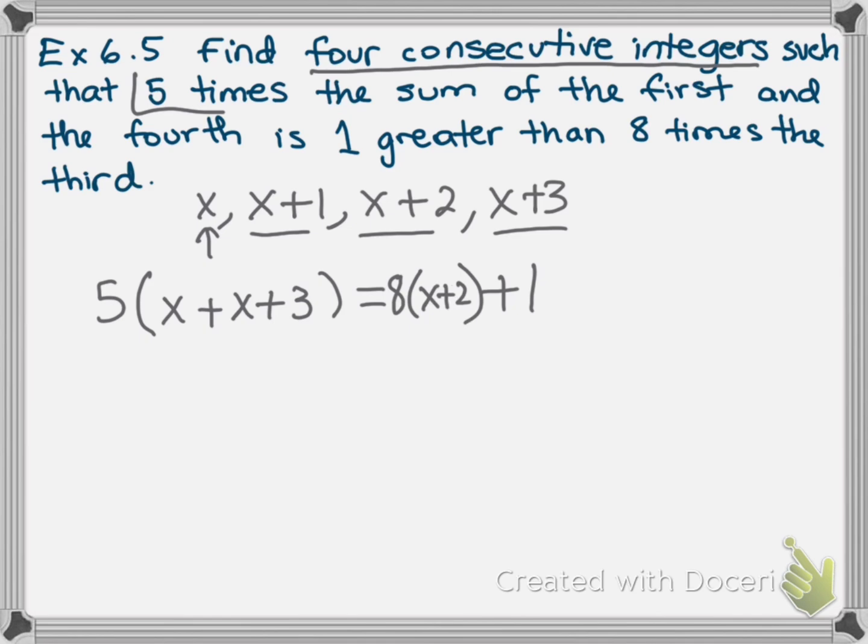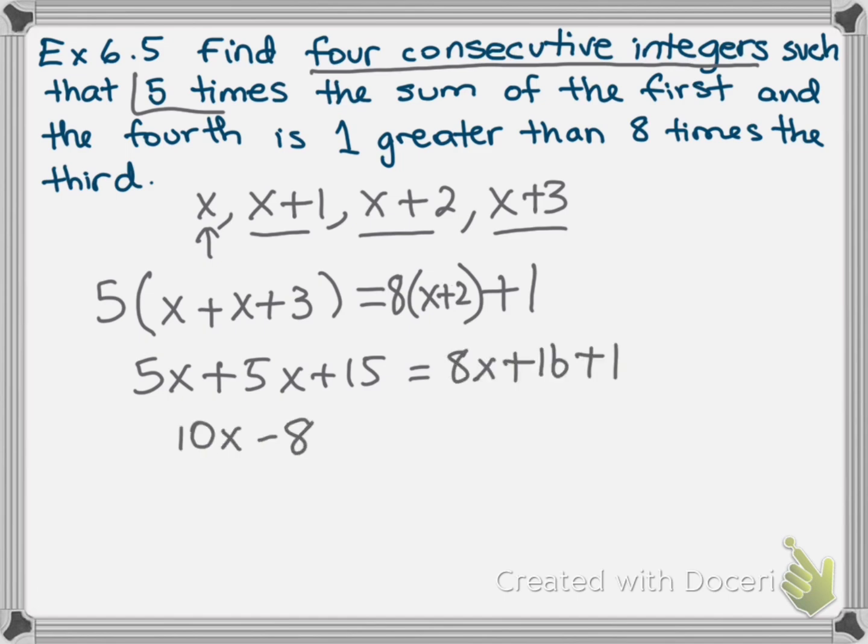Now that we have the equation set, we're going to solve it. We first have to do distributive property, get rid of the parentheses. And then we're going to do like terms. So we have 10x minus 8x. Remember to change the sign when you pass to subtract. And then here we have 17 minus 15. So we have that 2x equals 2. And then we pass the 2 to divide, which means that x is 1.